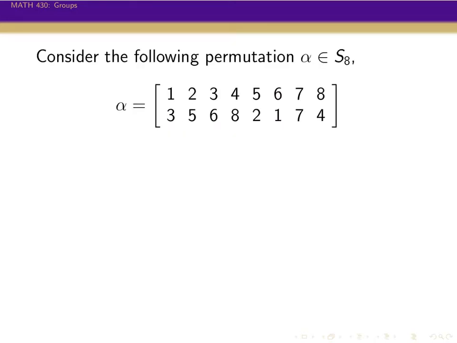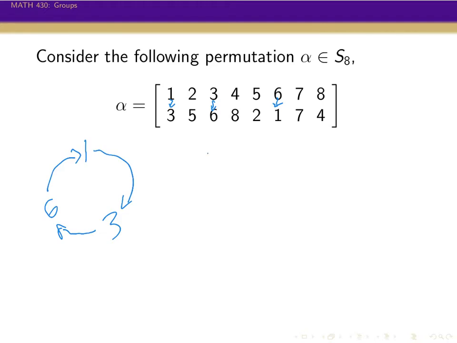Here is a permutation, alpha. It's a permutation on the set 1 through 8. What happens to 1? Looking at the permutation, 1 gets sent to 3. Then where does 3 get sent to? 3 gets sent to 6. And 6 gets sent to 1. So as part of this permutation, 1 is sent to 3, 3 is sent to 6, and 6 is sent to 1. And so we have this cycle of those 3 numbers in here.